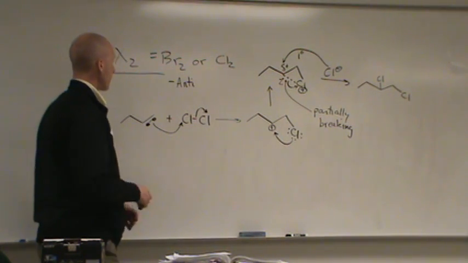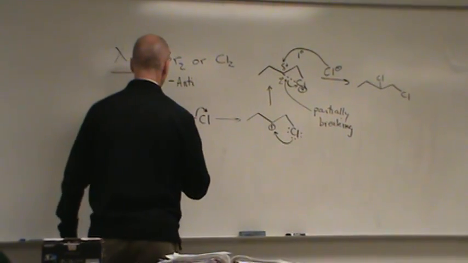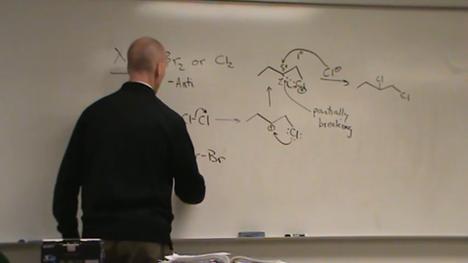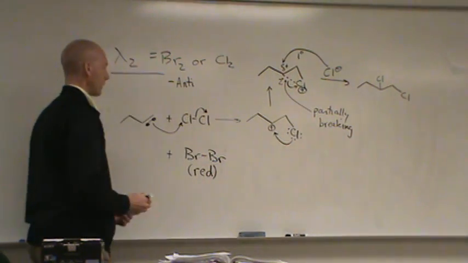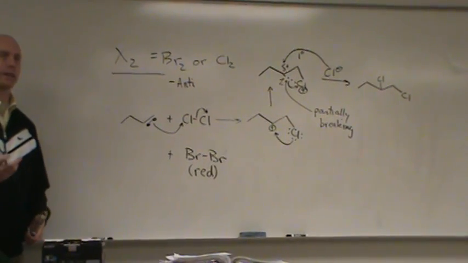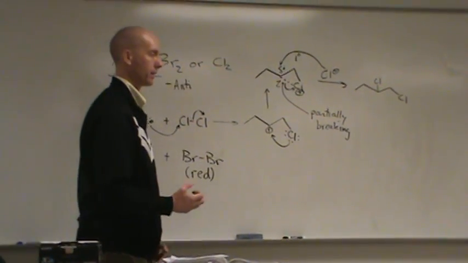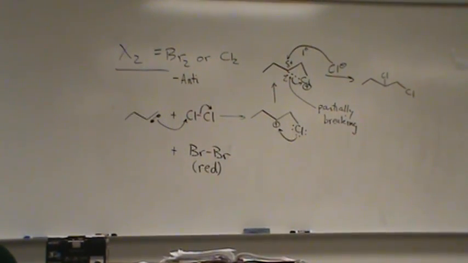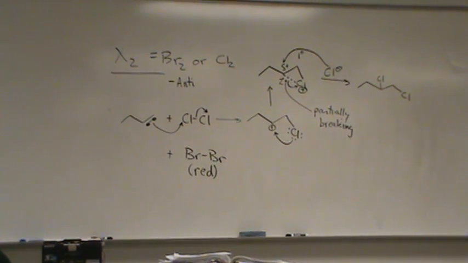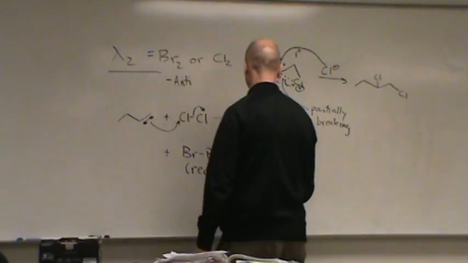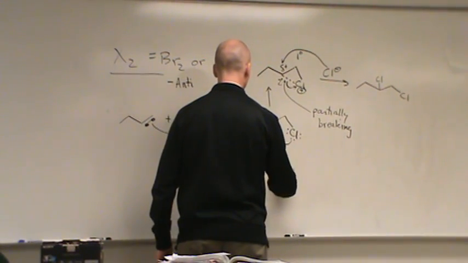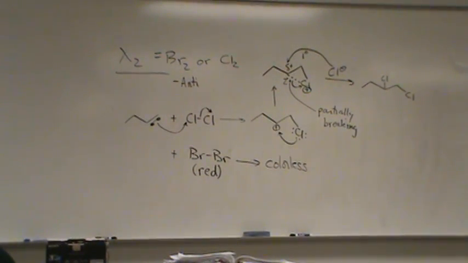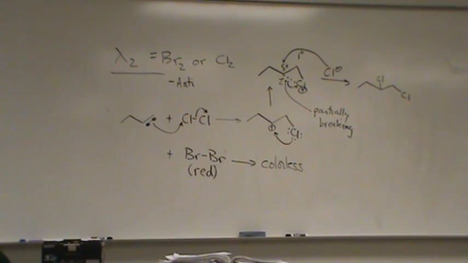Okay. One of the things when we do the reaction with bromine, Br2 is a deep red color, almost looks like blood. Did you ever see blood? Well, here, if you do this reaction with bromine, it would turn colorless on the other side. Okay.